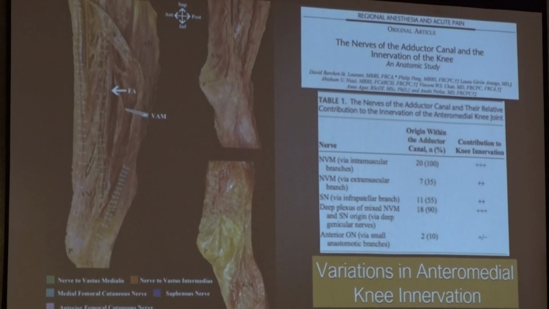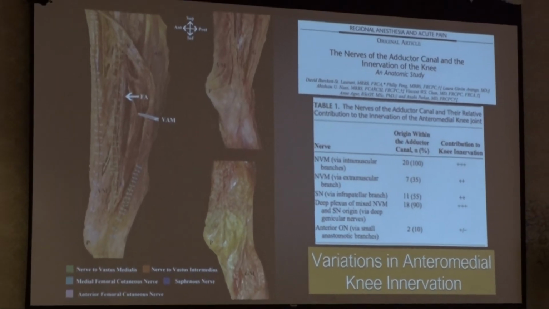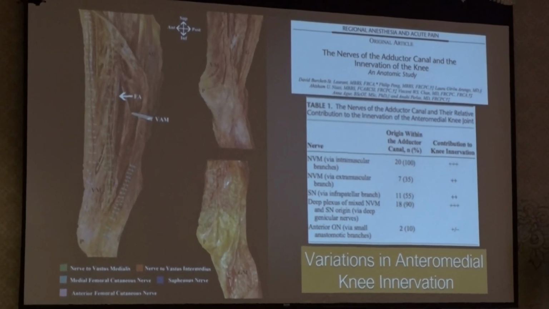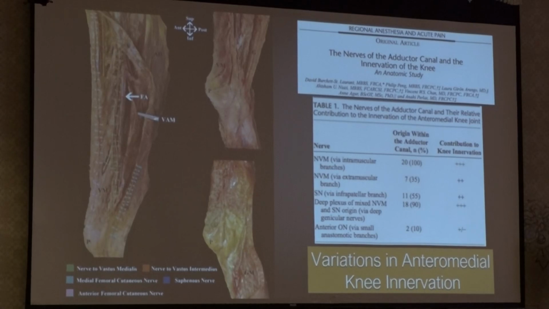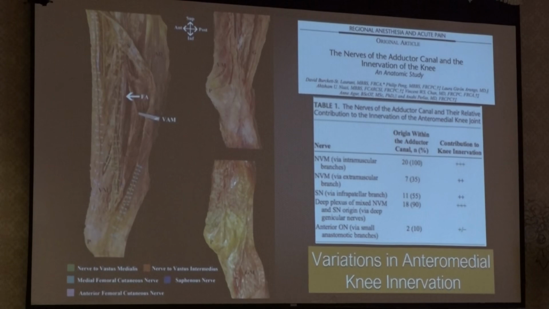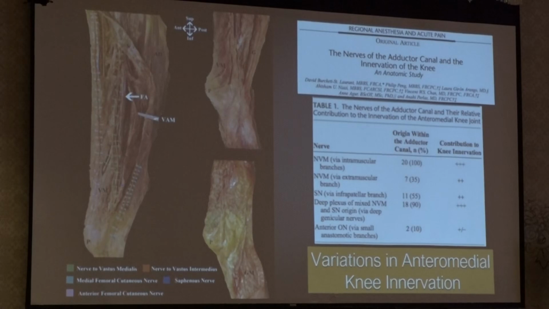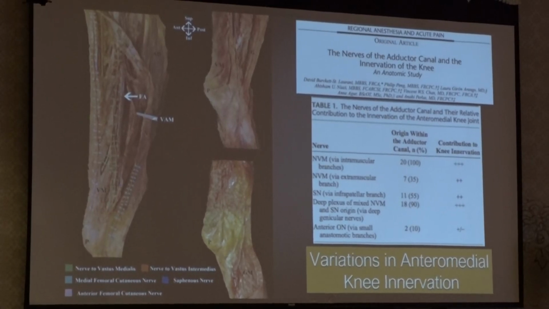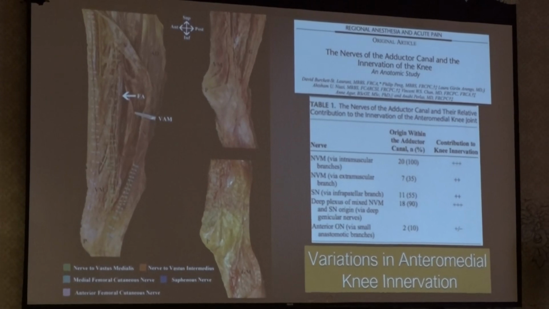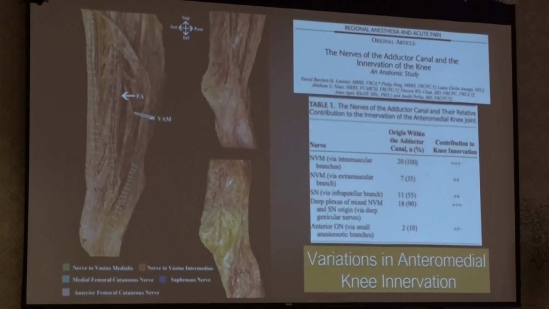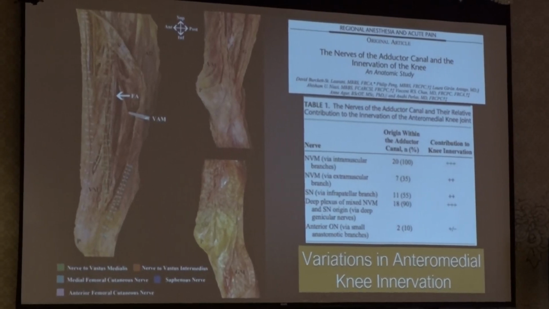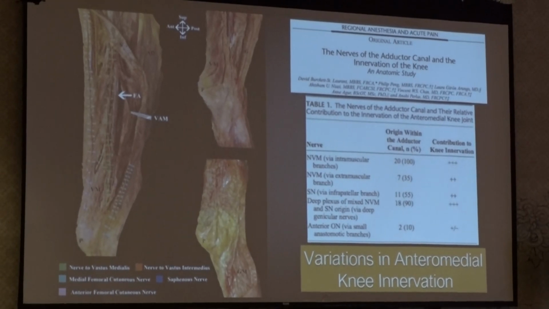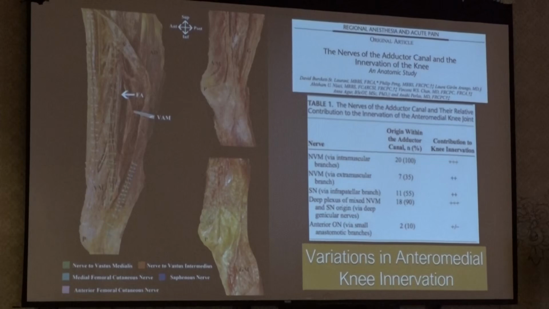In this journal published in Regional Anaesthesia and Acute Pain, it dissects the adductor canal and looks for what nerves the canal actually contains and whether these nerves actually supply the knee joint capsule. So you can see that the nerve to the vastus medialis, NVM, via the intramuscular branch and the extramuscular branch within the adductor is about 20% and 7%, and the contribution to knee innervation is quite a lot, plus, plus. And the saphenous nerve via the infrapatellar branch also gives quite a significant amount of supply to the knee capsule, plus.